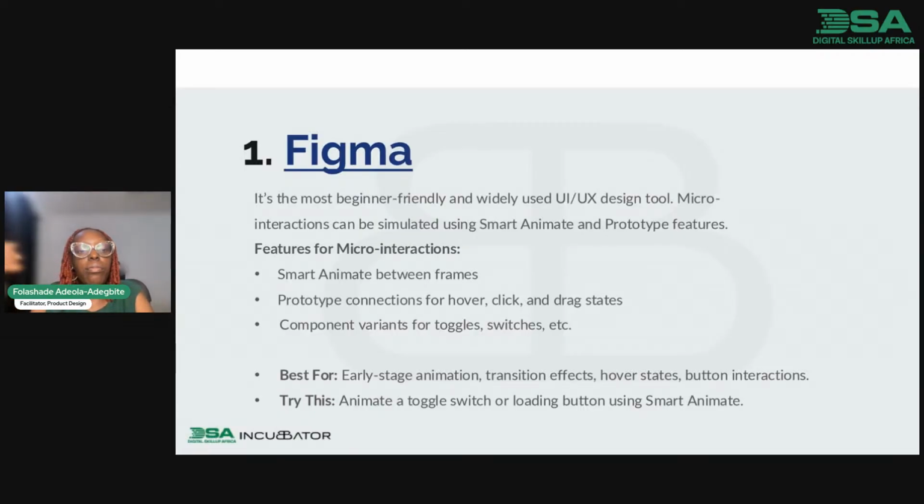All right. So what is this? Figma is best for early stage animation. At least we are beginners. People on this call are beginners. So Figma is your go-to for now, until you want to move to higher tools, right? It's best for early stage animation, transition effects, hover effects, button interactions. So you can try this: animate a toggle switch or loading button using Smart Animate.